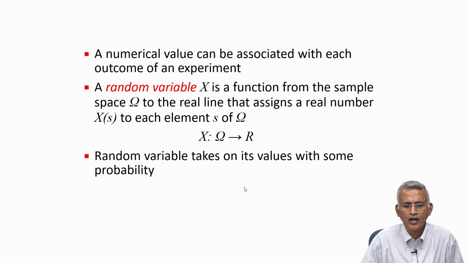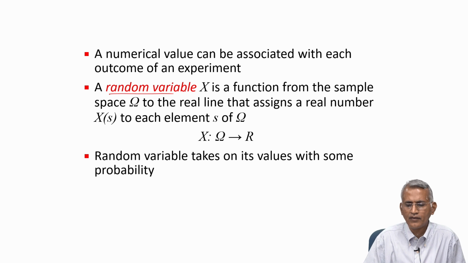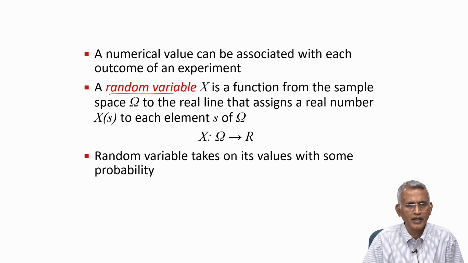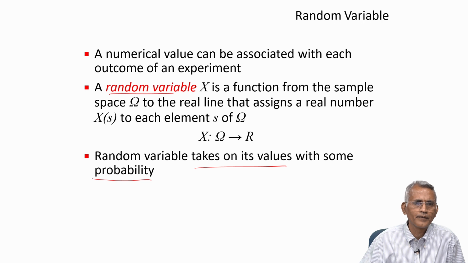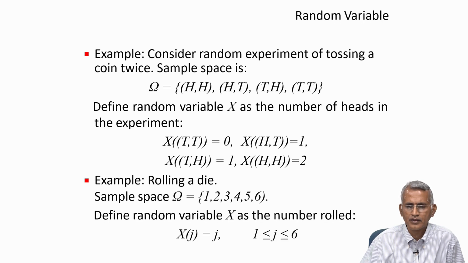So, we have some numerical value associated with each outcome of an experiment. A random variable is a function from the sample space omega to the real line that assigns a real number X of s to each element s of omega. Therefore, X from omega to R is a random variable. A random variable takes on its values with some probability. So, that is the discussion of random variable.